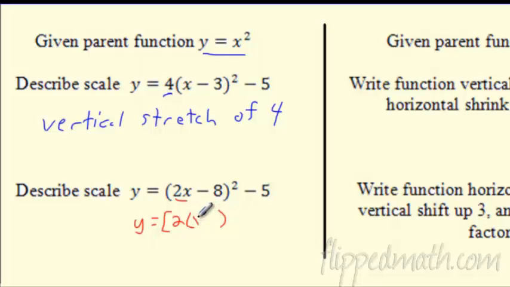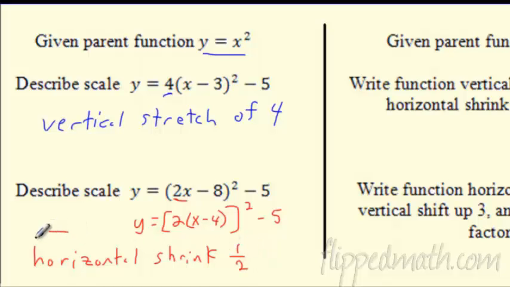What happens if I pull the 2 out, if I undistribute the 2? What's left? That's going to be minus 4. This is really the nicer way to write it. Now I have a much better view. I'm in the grouping symbol. The number in front of x was 2. So what does that mean? If it's in the grouping symbol, it's horizontal. And remember, it's opposite of what you would think. It's a shrink. That rhymed. So that's going to be of 1/2.